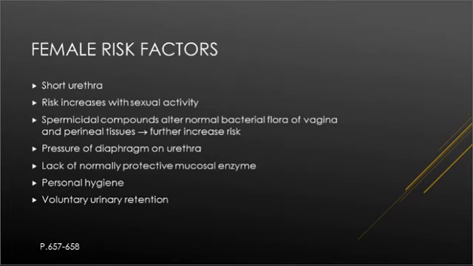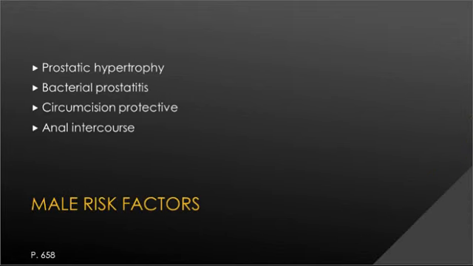Females are highly at risk because of the short urethra, and risk increases when they're sexually active or changing sexual partners, using diaphragms, spermicides, their personal hygiene, and retaining urine, voluntarily waiting to urinate, which puts them more at risk for urinary tract infections. It is a good measure to teach the female to empty the bladder before and after sexual intercourse to decrease risk of infection.